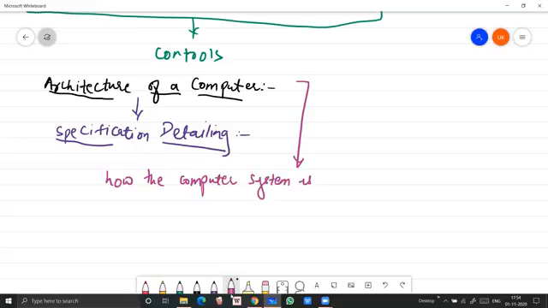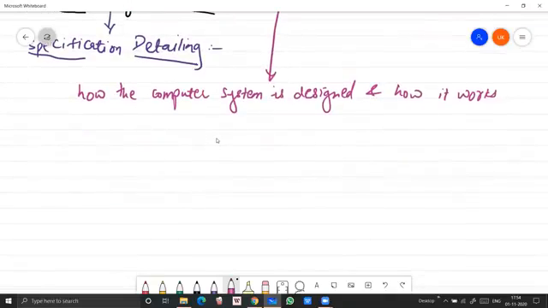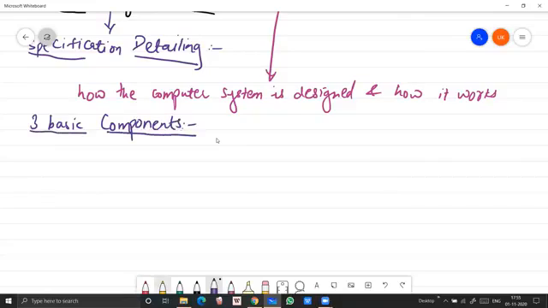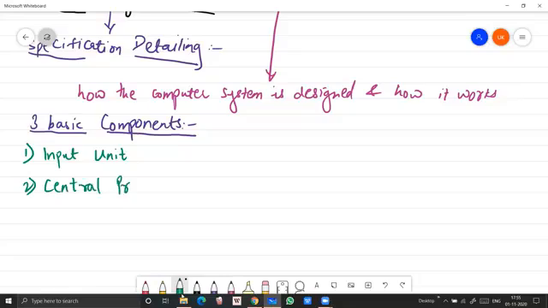We had seen 3 basic components: input unit, central processing unit, and output unit. We are going to learn this in detail. Number one is your input unit. Second one is your central processing unit. And the third one is your output unit.